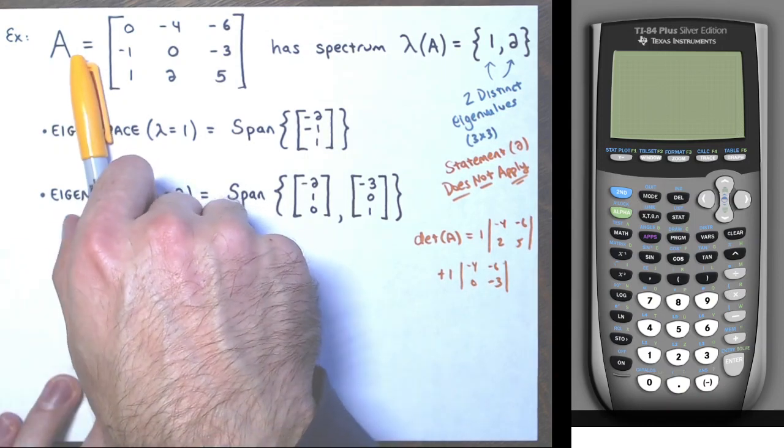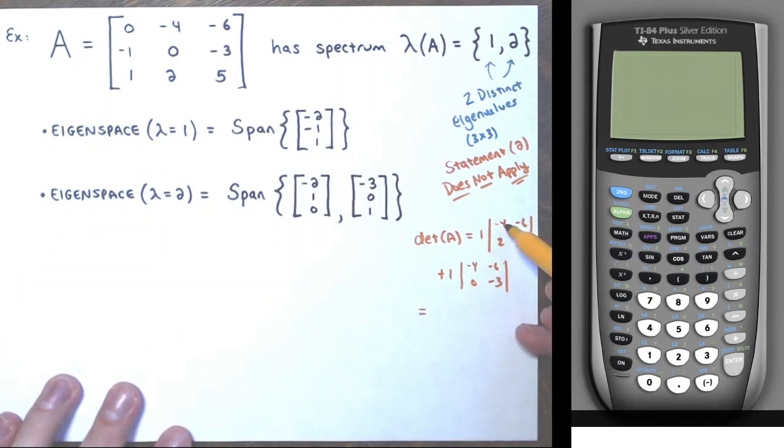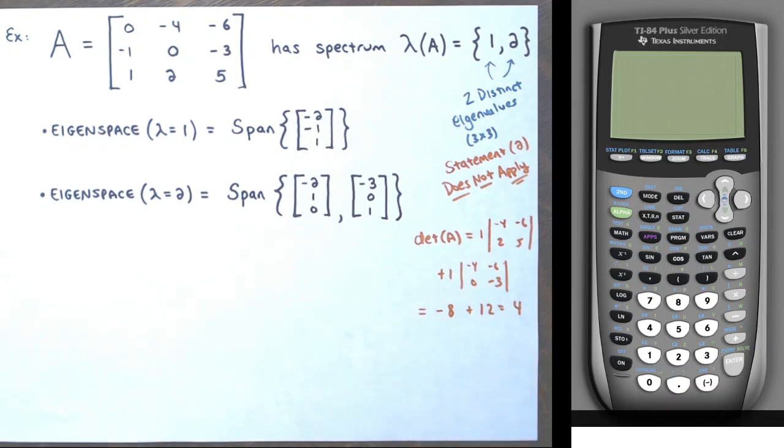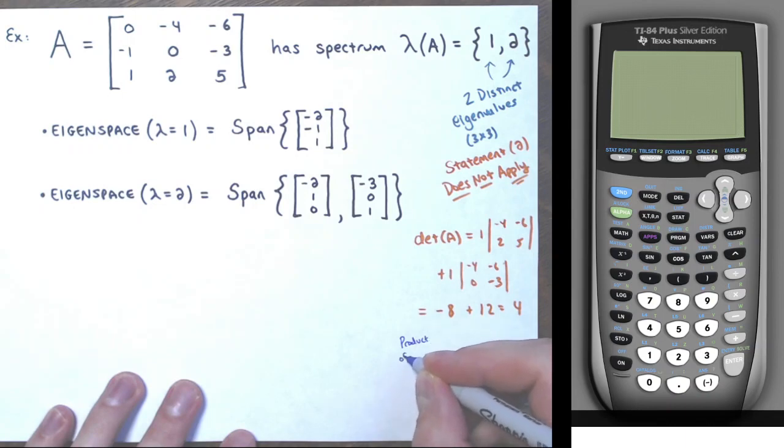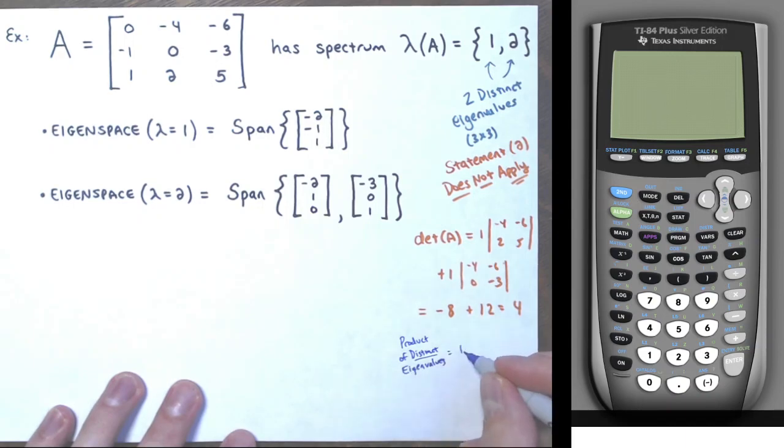Okay, sorry about that. And then going through these, this is a -20 plus 12. So it'd be -8 plus, and then 1 times 12. Plus 12 would be +4. Right, and then the product of these, now if you only took the product of the distinct eigenvalues, that is not the determinant. It's 1 times 2, which is 2, and these are not the same this time.